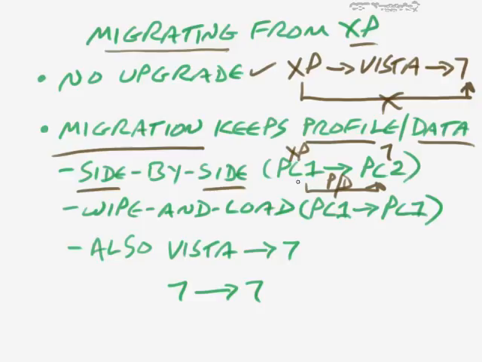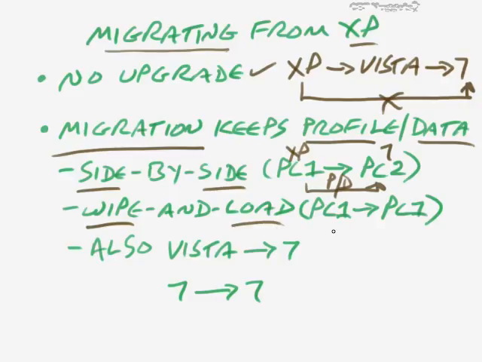All right. So those are two separate computers. PC1 is one computer. PC2 is a separate computer. Both of these can actually be running at the same time and turned on. In fact, that's one of the ways you can do that using the Windows Easy Transfer Wizard, which I'll talk about later. There's also the wipe and a load.